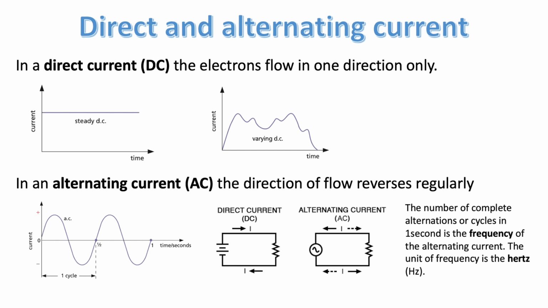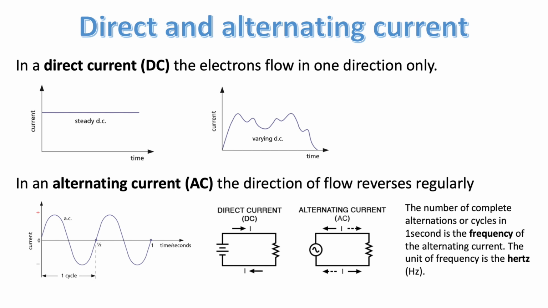You can see a steady DC. Time is plotted along the x-axis and current is plotted along the y-axis. And we can see the magnitude of current is always the same, and electrons are always flowing from the negative terminal of the dry cell to the positive terminal. Now you can see a varying DC.